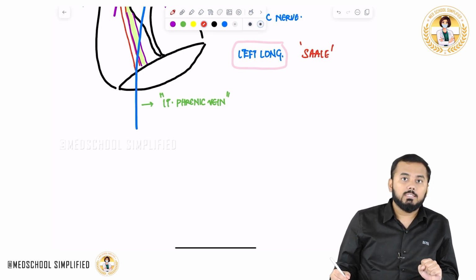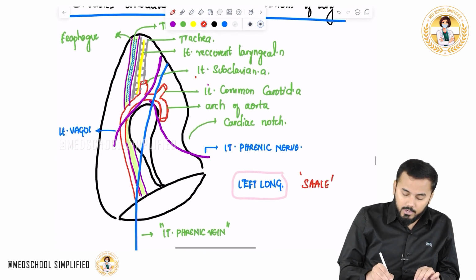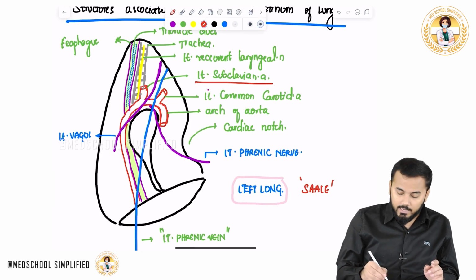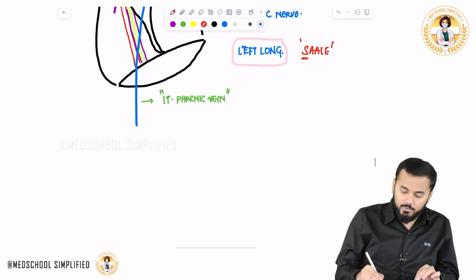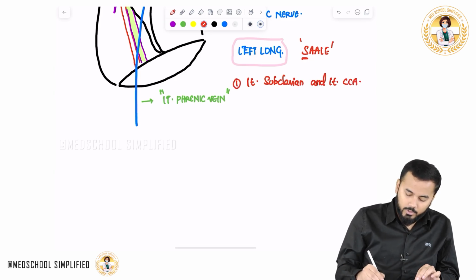S stands for subclavian artery. Now right or left subclavian artery? It is your left subclavian artery. So along with left subclavian artery, what is another artery here? Left common carotid artery. So LS here stands for left subclavian and left common carotid artery. So this is the first important thing.